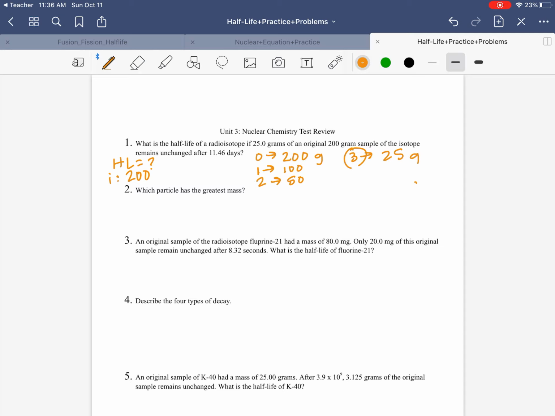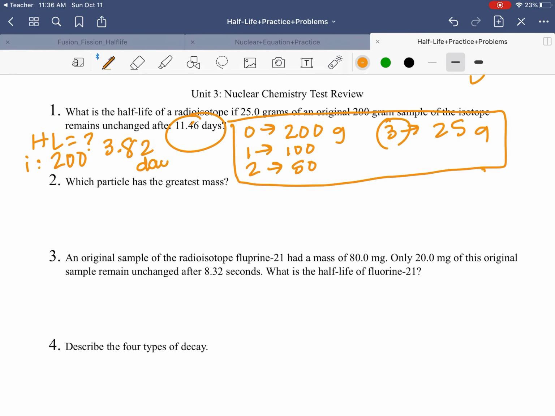Okay, so it took 11.46 days for all of this to happen. So what you would do is divide 11.46 by 3, and that is going to tell you how much 1 half-life was. So I'm just going to plug that into my calculator. 11.46 divided by 3. So each half-life is 3.82 days.